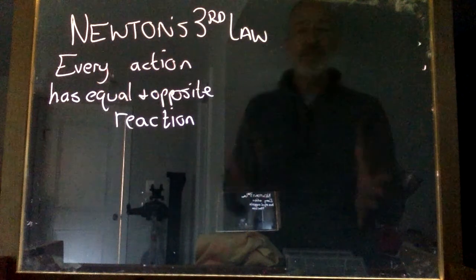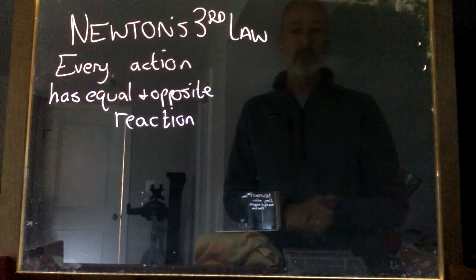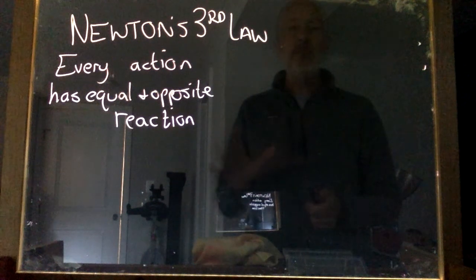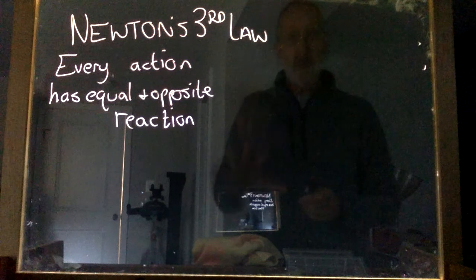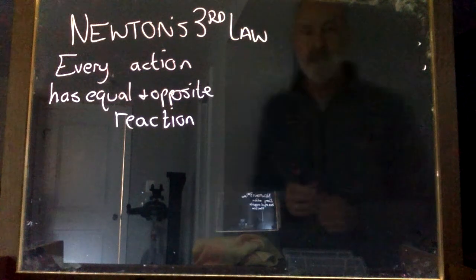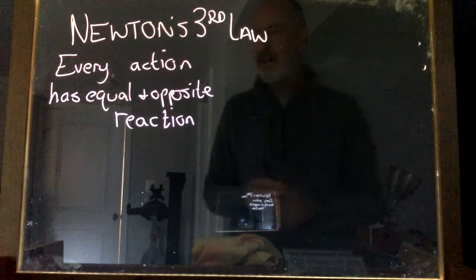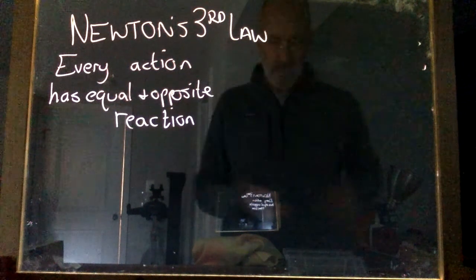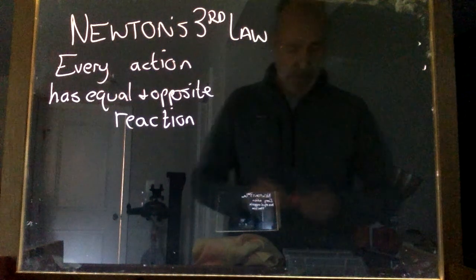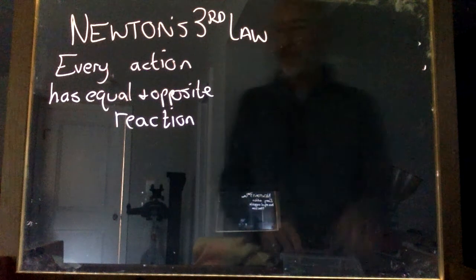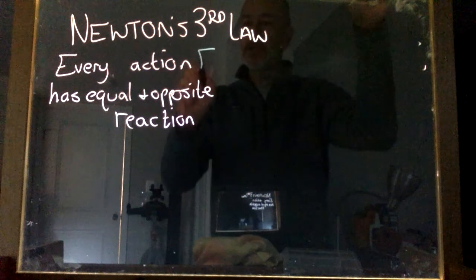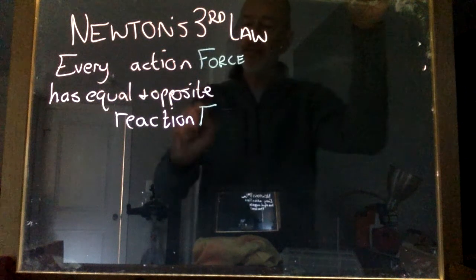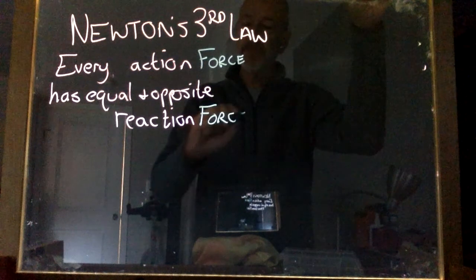Let's talk about the third law that Newton had, Newton's third law. This is the simplest law in physics, and it's one of the most poorly understood laws in physics. It says that every action has an equal and opposite reaction, but it's a little stronger than that. It's every action force has an equal and opposite reaction force.